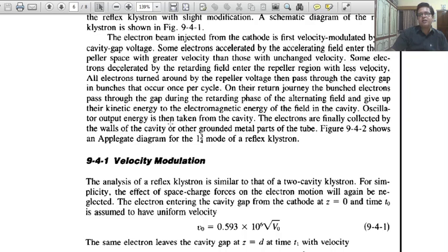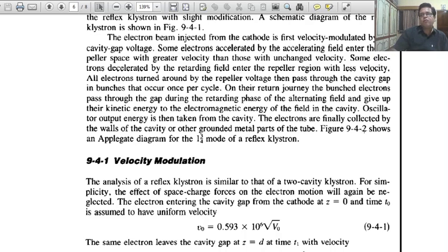Oscillator output energy is taken from the cavity. The electrons are finally collected by the walls of the cavity or other grounded metal parts of the tube. Again, you consider this point seriously.